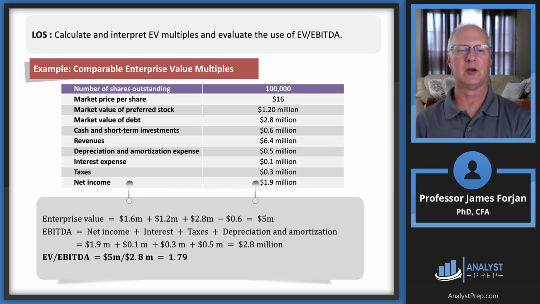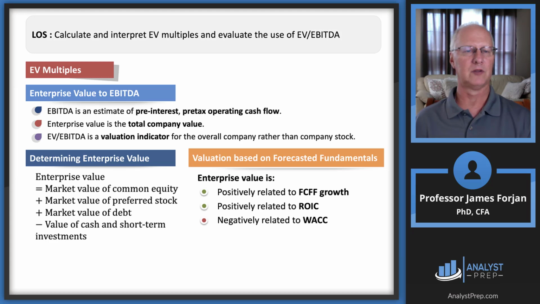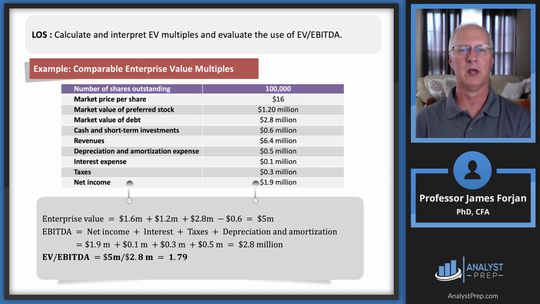Let's go ahead and compute what the LOS asks us for: the EV divided by the EBITDA, earnings before interest, taxes, depreciation and amortization multiple. So we have a bunch of stuff given to us in the problem. So remember from back here, what are we doing? Let me go back to, all right, so there's our formula there. We're going to do some adding and subtracting. So let's see what we come up with.